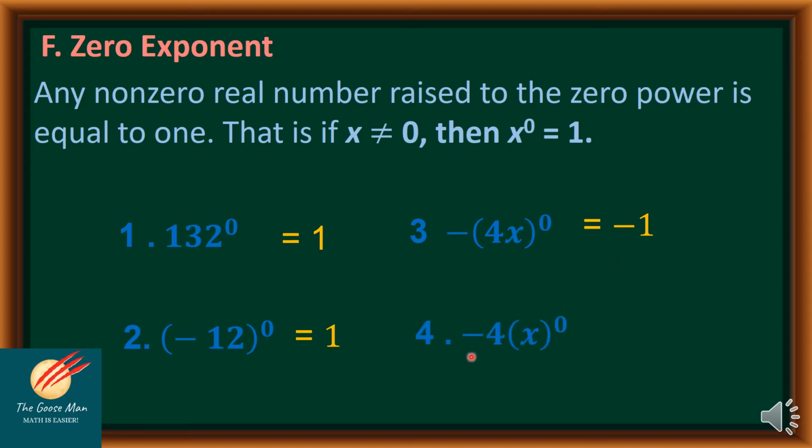Next, I have negative 4 times x raised to 0. Take note that only the expression x is raised to the 0 exponent. That is why I have negative 4 here, because x raised to 0 is equal to 1 times negative 4. So this will give us negative 4.